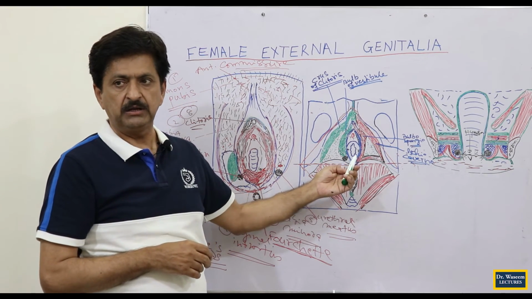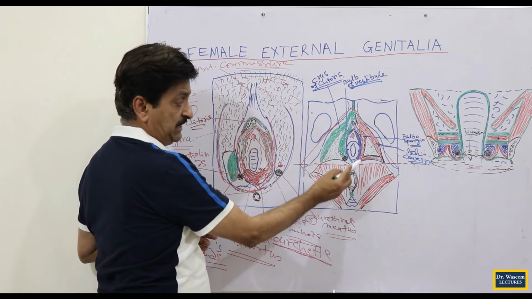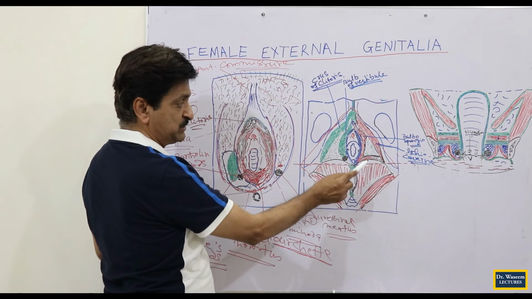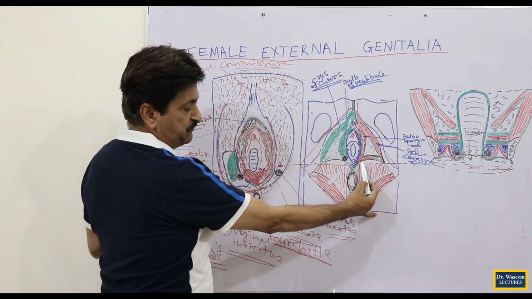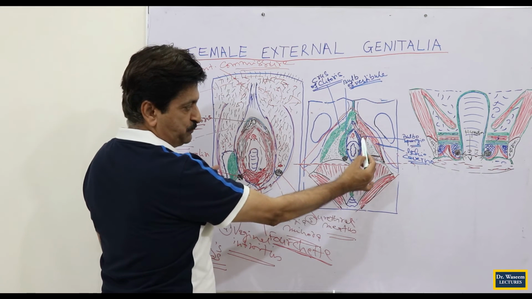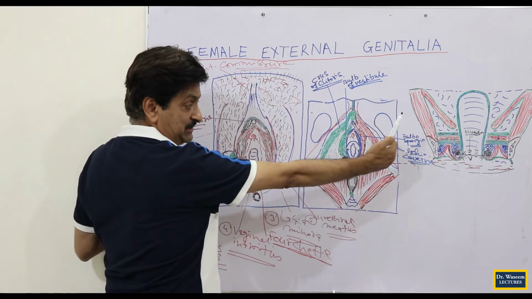In the superficial perineal pouch, you are watching some muscles also, and among these muscles, the muscle which is present here is the superficial transverse perineal muscle, attached to the perineal body. The bulbospongiosus muscle is attached to the perineal body, but the ischiocavernosus is not attached because it is on the sides.